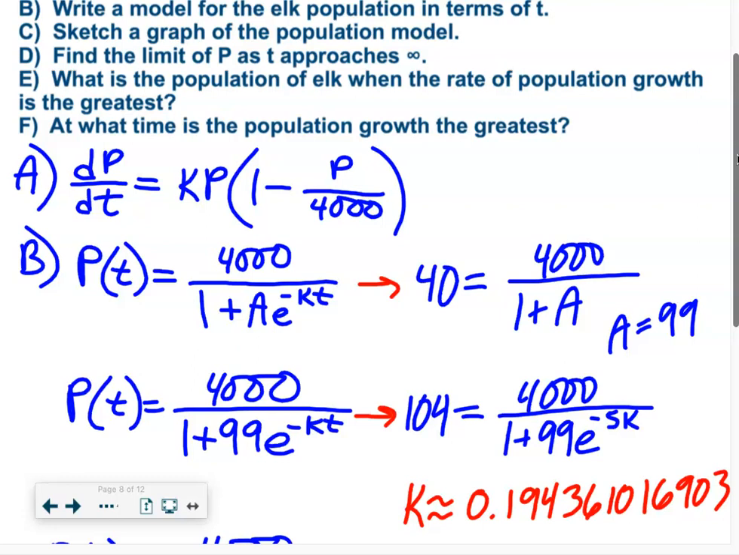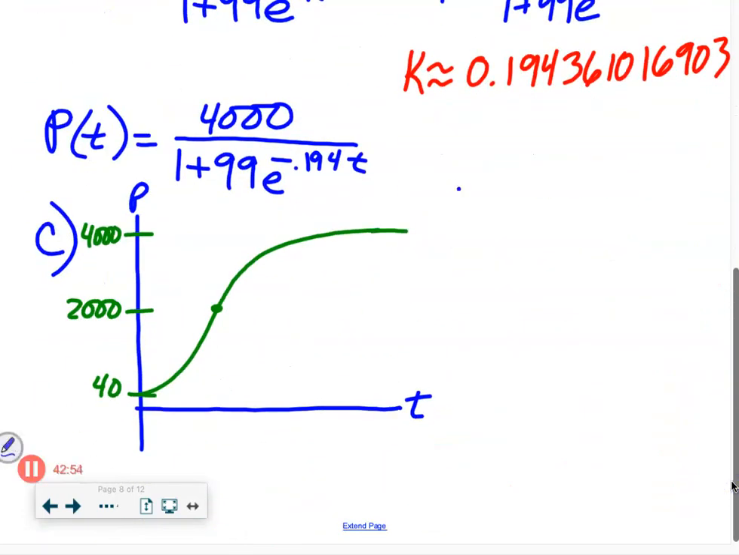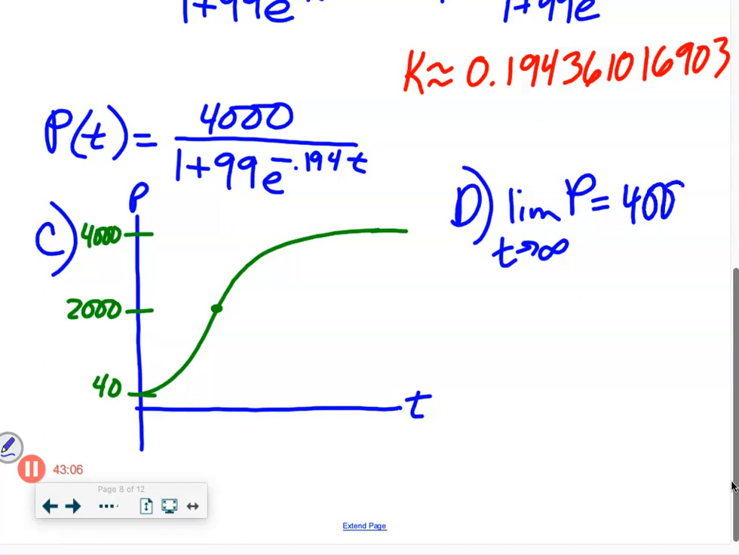All right. Okay. Part D. Find the limit of P as T approaches infinity. Write this down. You could do this. It'll take you as long as it takes to write it. What's the limit? 4,000. It's the carrying capacity.